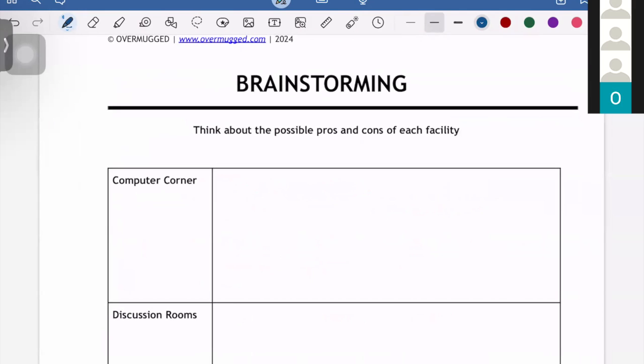Next part is your brainstorming, thinking about the possible pros and cons for the facility. In your exam, you do not have a lot of time to spend on this part. So during the examination, jot down quick notes of the pros and cons on your selected activity or selected choices.